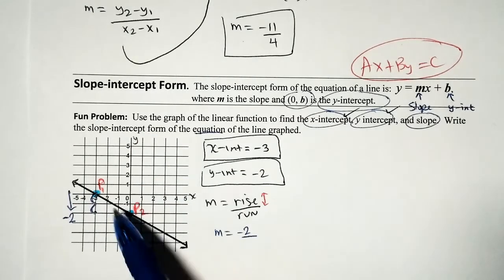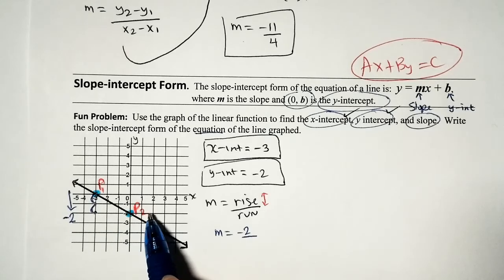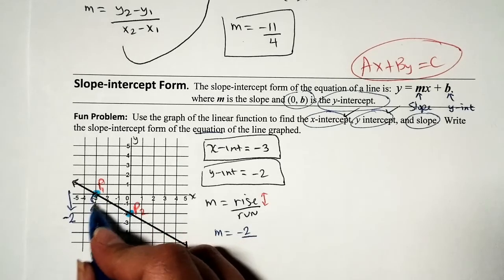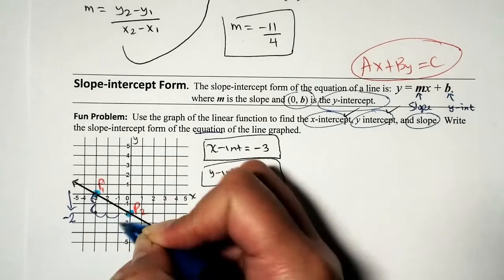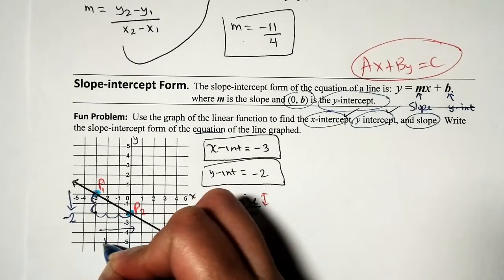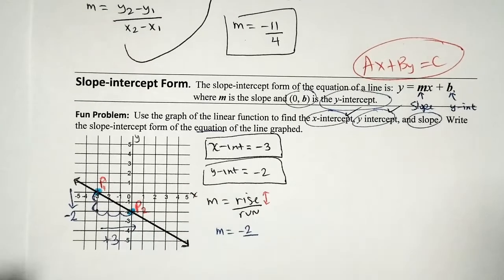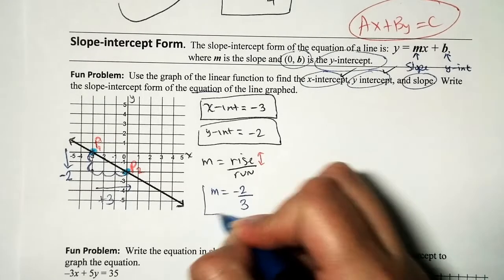Now that we're at the same height, how many units are we going to have to go side to side to be at our mark? In this case, we're going to have to go to the right. So our run will be positive. After we drop down 2, we're going to have to go 1, 2, 3 units to the right. So our run will be +3, and then we can't reduce it, so we're good.